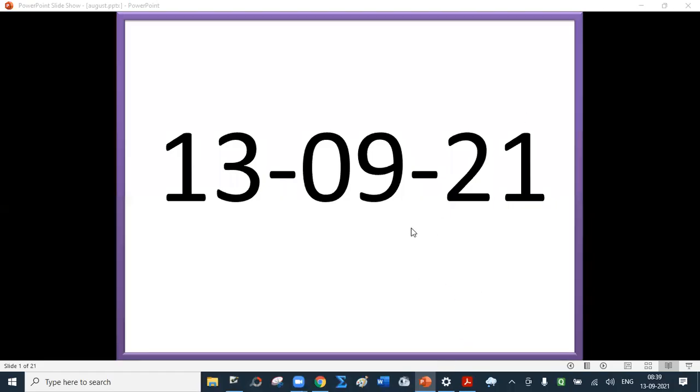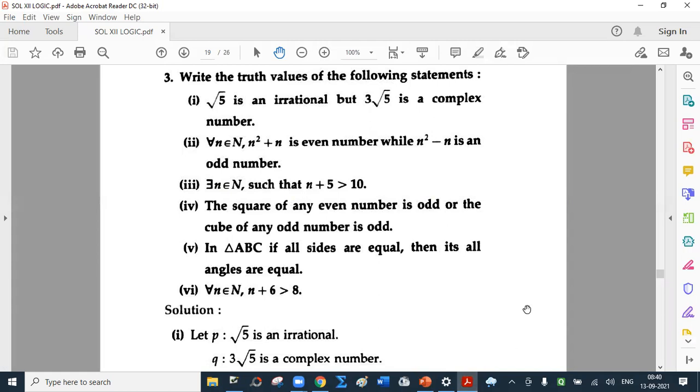Good morning. Today we'll complete the topic logic, or if required, we'll utilize 15-20 minutes of the next lecture also. First sum is sum number 3. Let me explain. You can write the solution after the lecture. All these are simple sums but important. Write the truth values of the following statements.